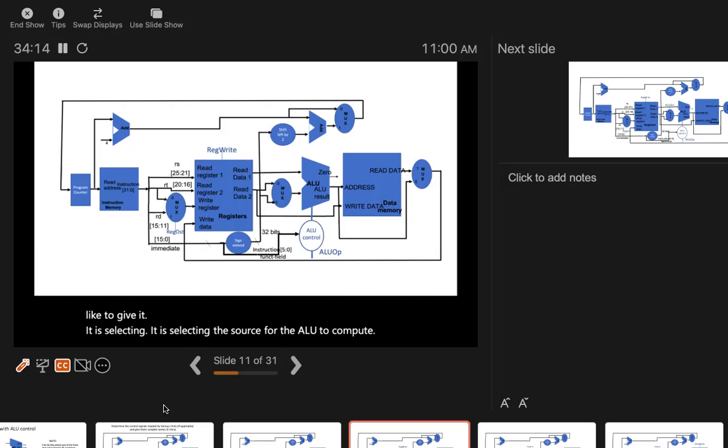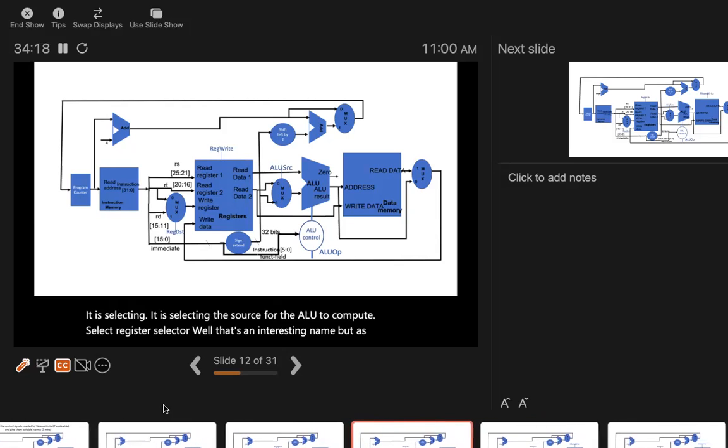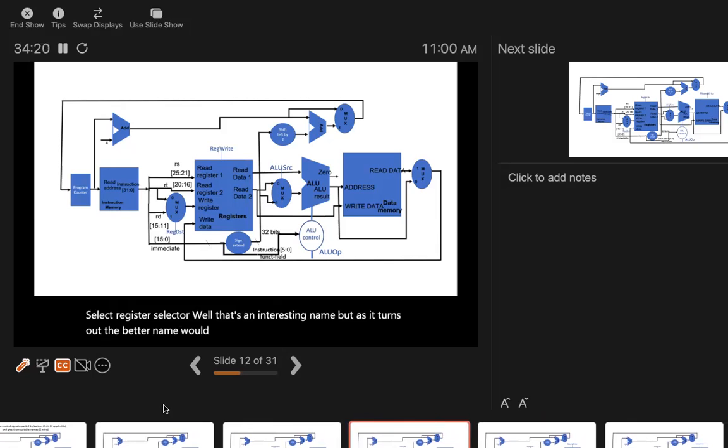Register selector. Well, that's an interesting name, but as it turns out, the better name would be ALU source. Why? Because it is selecting what needs to be the source for the ALU, whether the read data 2 should pass through or the immediate field should pass through. Very good. Now let's move on to the right, and we are going to arrive now at the data memory.